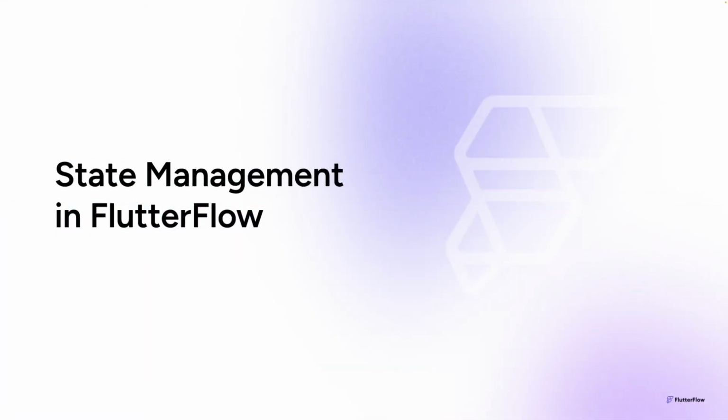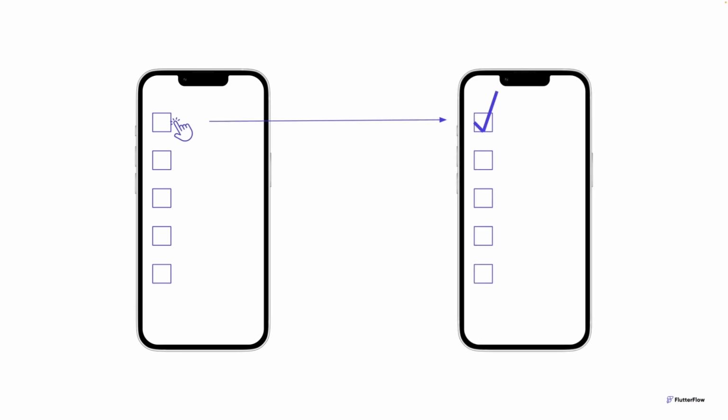State management involves monitoring the changes within your app and updating the user interface to reflect these changes. The user interface displays information based on state variables. When these state variables change, the UI updates to reflect the changes. All right, you may ask, what are state variables?